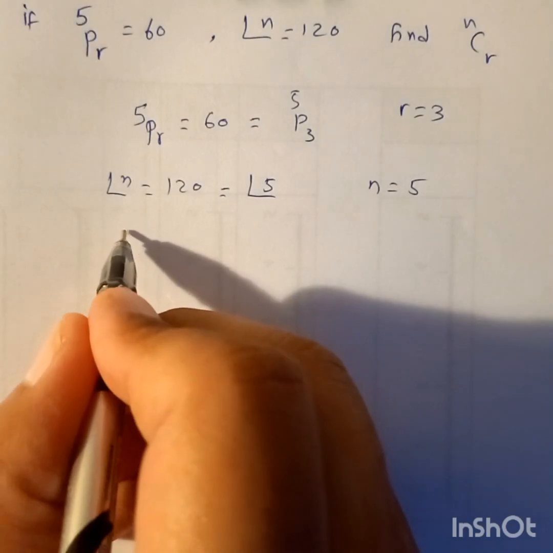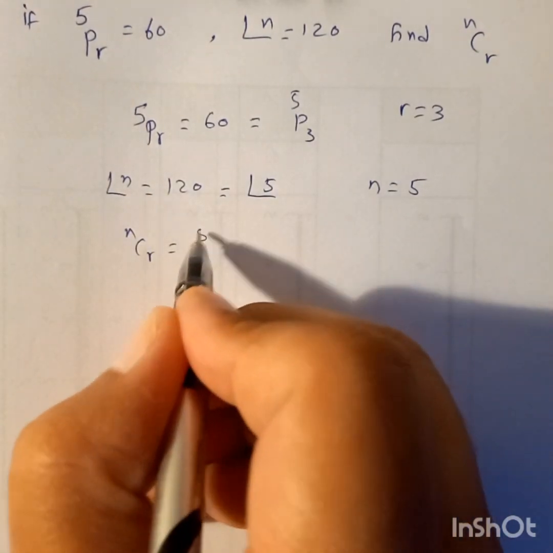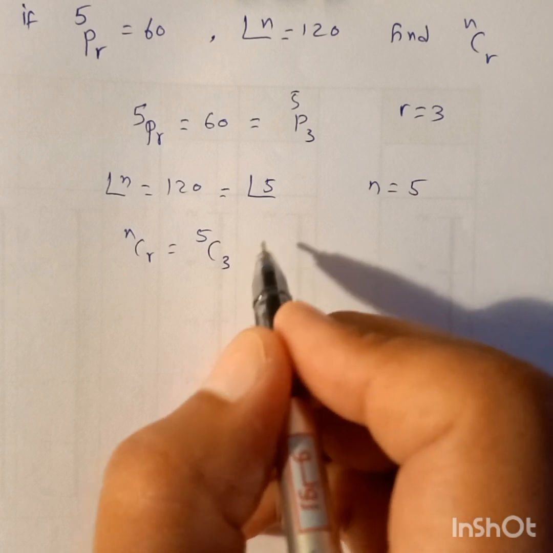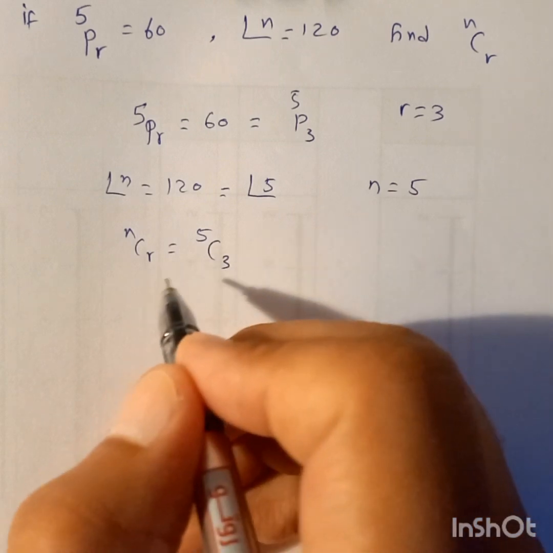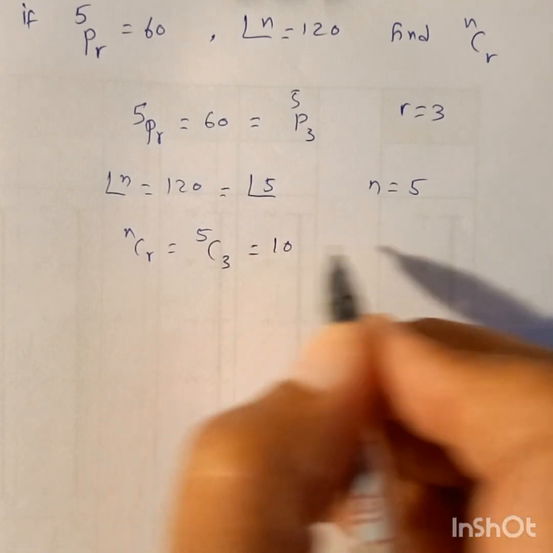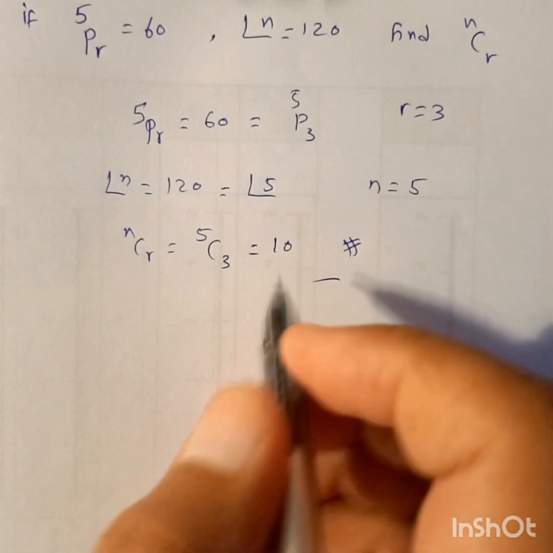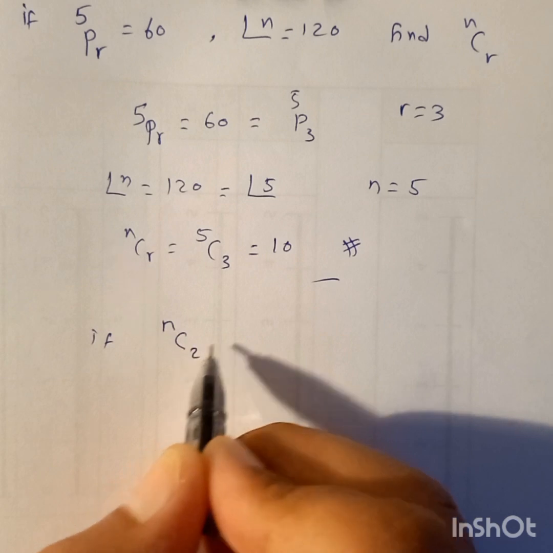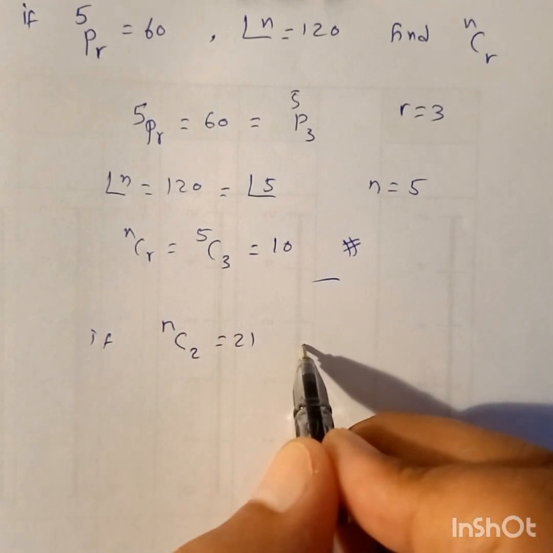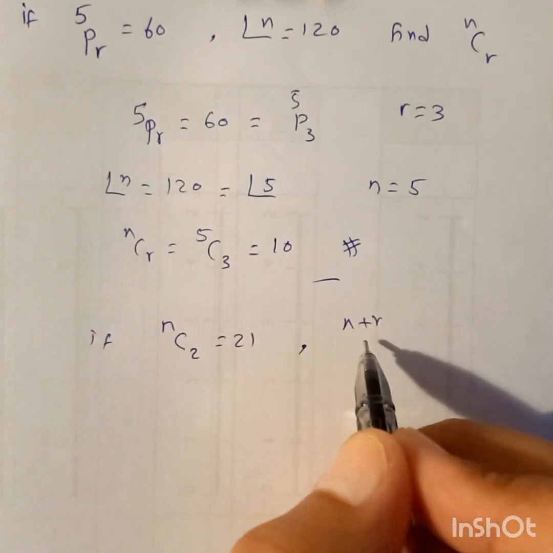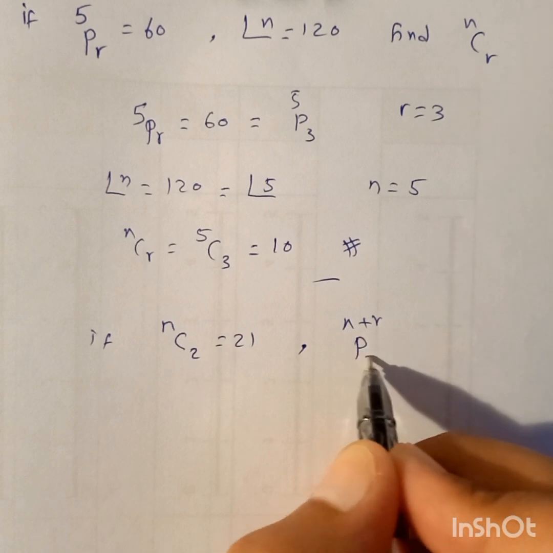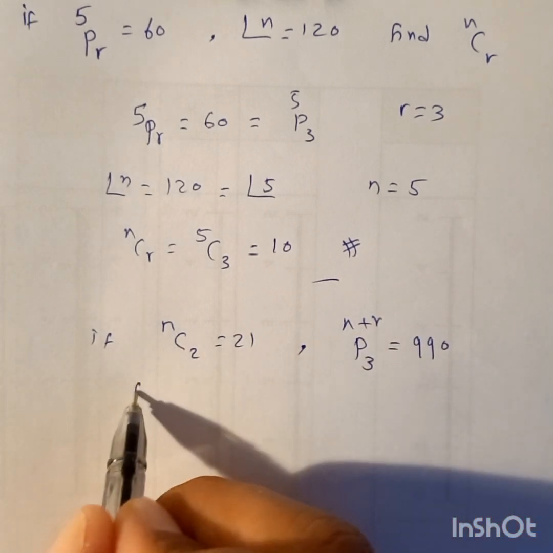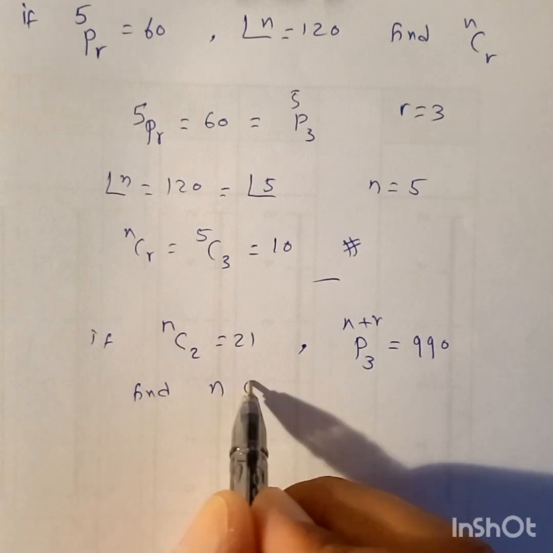Here we can find the value of nCr. This equals 5C3, by using a calculator or solving it by applying the rule of nCr. This equals 10 and this is required to find. Okay, we have another example. If nC2 equals 21 and (n plus r)P3 equals 990, it's required to find the value of n and r.